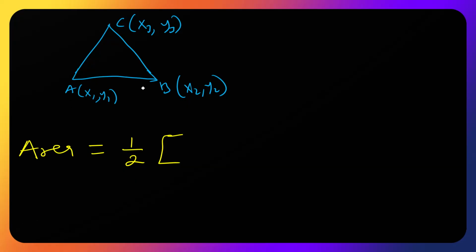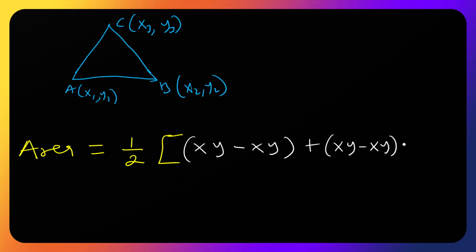Now we have xy throughout. We have x1 up to x3 and y1 up to y3. So I'll repeat this one 3 times. So we have xy minus xy, the first set, plus xy minus xy, second set, plus xy minus xy, the last set. So you write this one 3 times, 1, 2, 3.